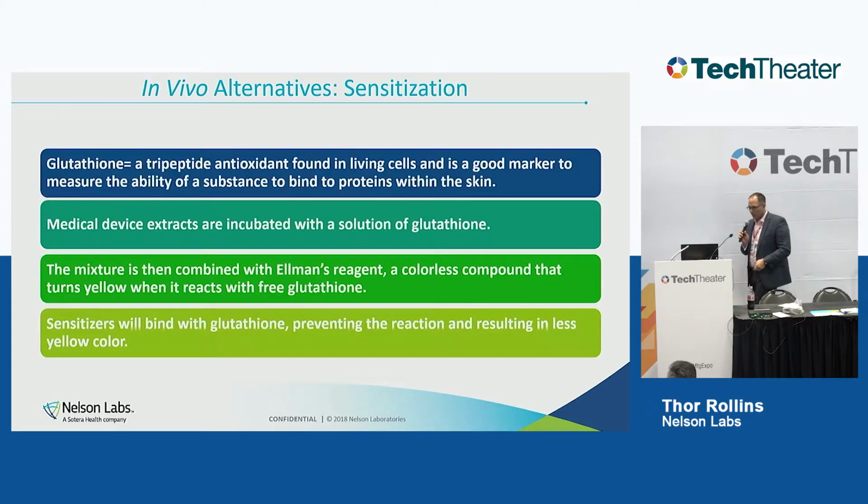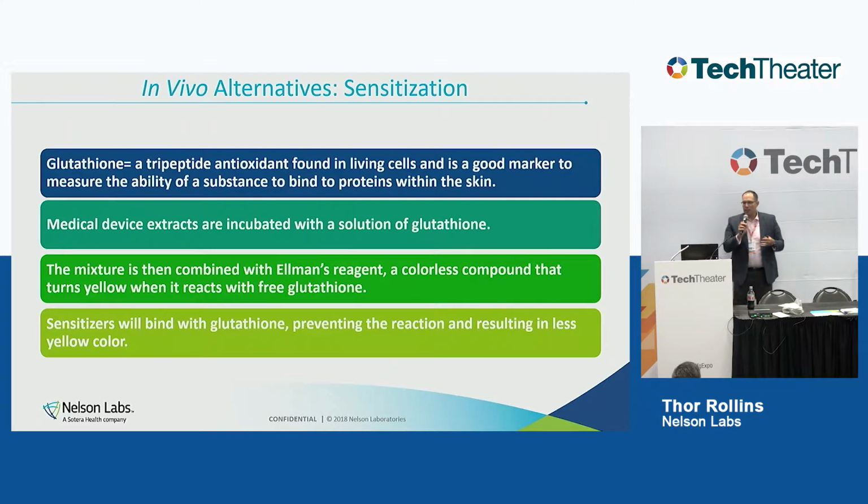skin contact. The first test we're looking at running for in vitro sensitization is something called glutathione, okay? The glutathione test, so let me give you what glutathione is. Glutathione is an antioxidant, right? And it basically can bind with sensitizers. So we take an extract of your device, and then we put this glutathione into the extract. If you have those chemicals there that are sensitizers, glutathione is going to bind, that protein binding, with that sensitizer. What that allows us to do is then we can add something called Ellman's reagent.